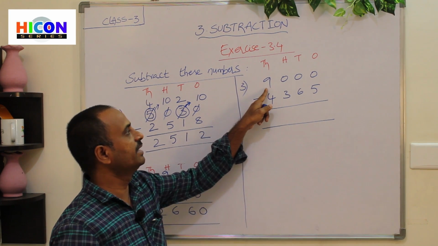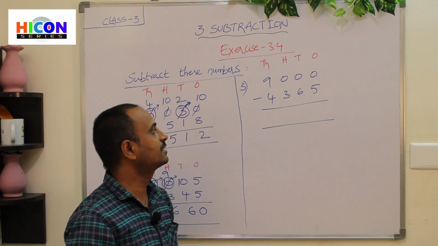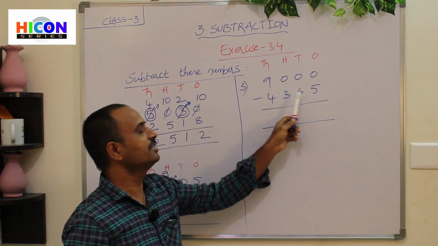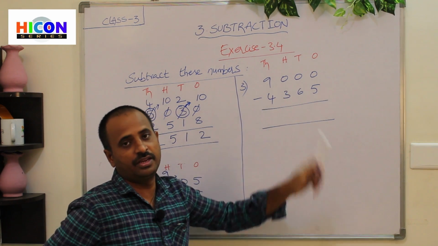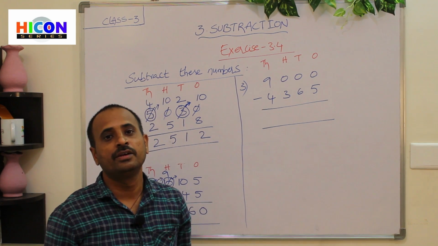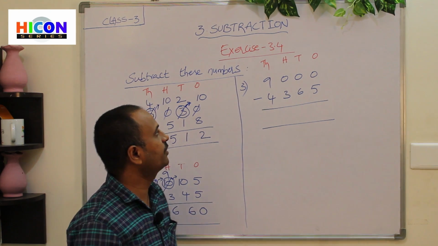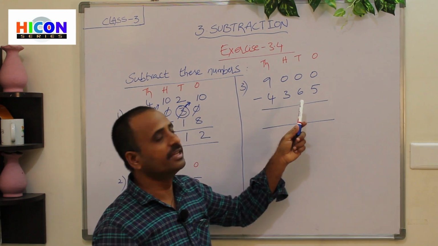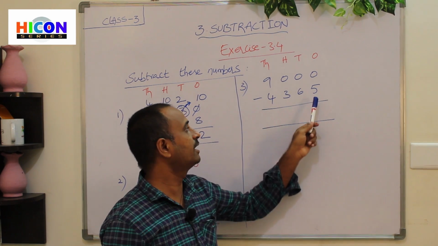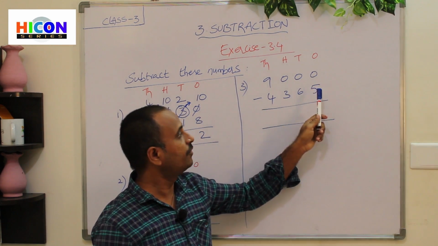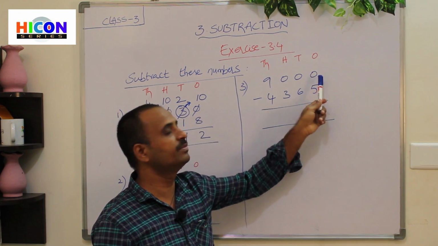Now go to the next problem. The first number is 9000 and the second number is 4365. So here the first number has 3 zeros. Then how do we subtract with the zeros? So subtraction with the zeros. Let us start from ones place. What are the digits in ones place? 0 and 5 are in ones place. And we cannot subtract 5 from 0 because 5 is the greater number, 0 is the smaller number. We cannot subtract a greater number from a smaller number.